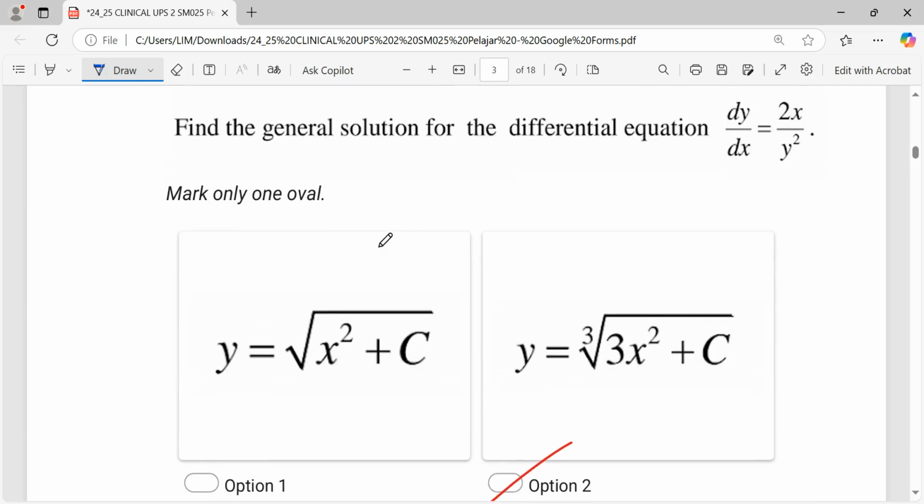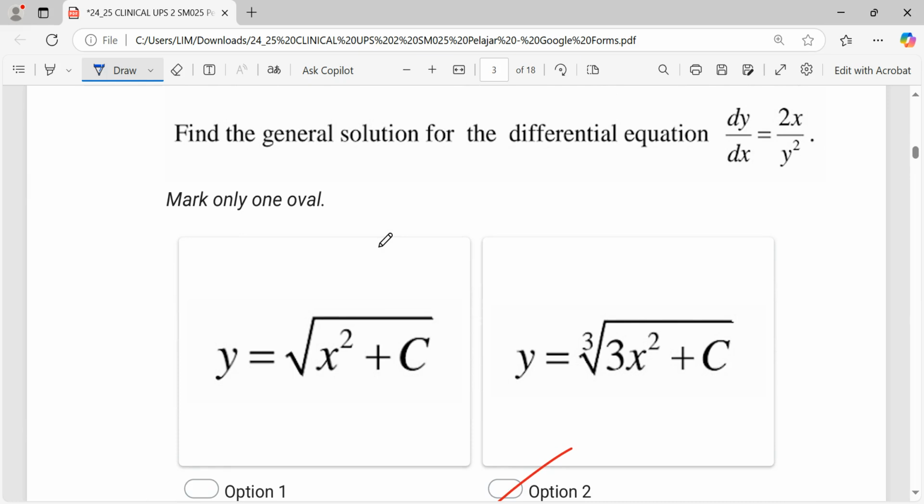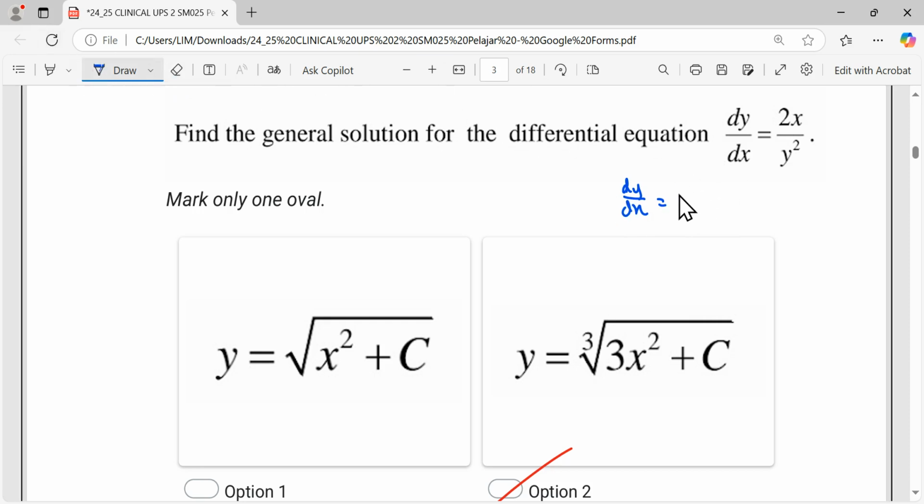Then for the second question here, find the general solution for the DE dy/dx equals 2x over y squared. For 2x over y squared, like the question previously, we try to factorize. So 2x in one factor, 1 over y squared in one factor. So x and y can fully factorize in one factor, which means that this question is solved by the separable method.